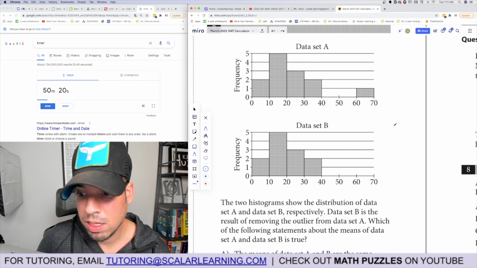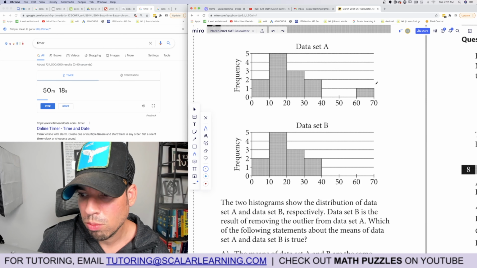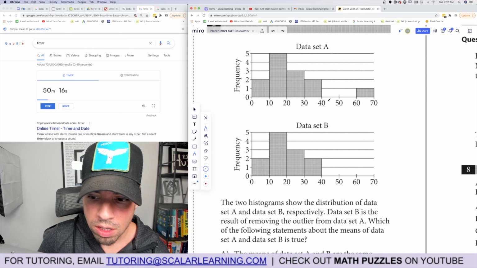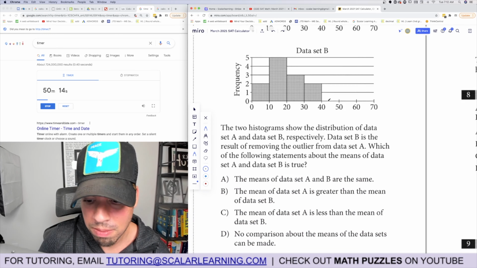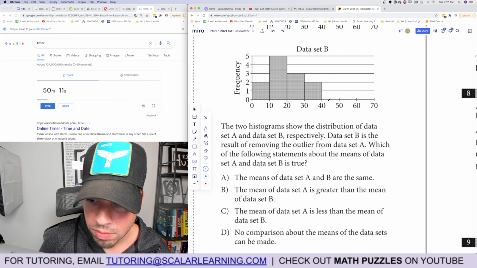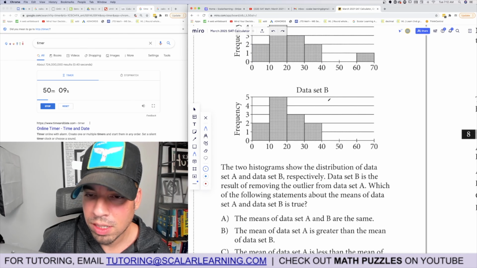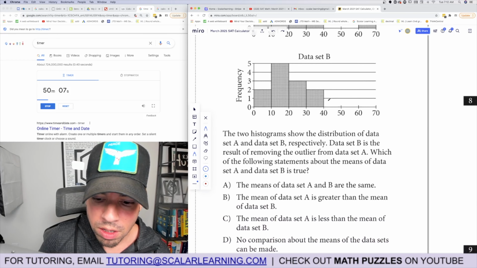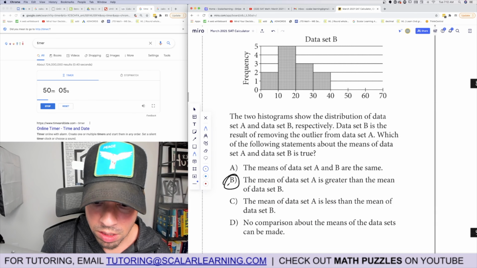The mean of dataset B has got to be lower because they removed these high values, these outliers. The means are not the same. Did I say A is greater than B? The mean of dataset A is greater than the mean of dataset B. Boom, done.